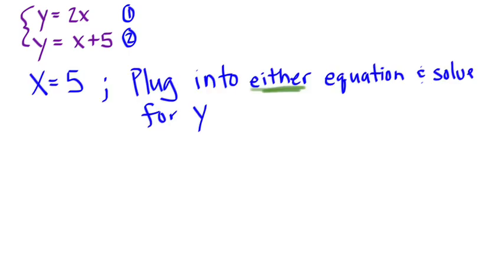Let's look at it again. If I'm told that this is a system, I know I can solve for one, substituting, and then I can substitute that answer in to solve for the other.